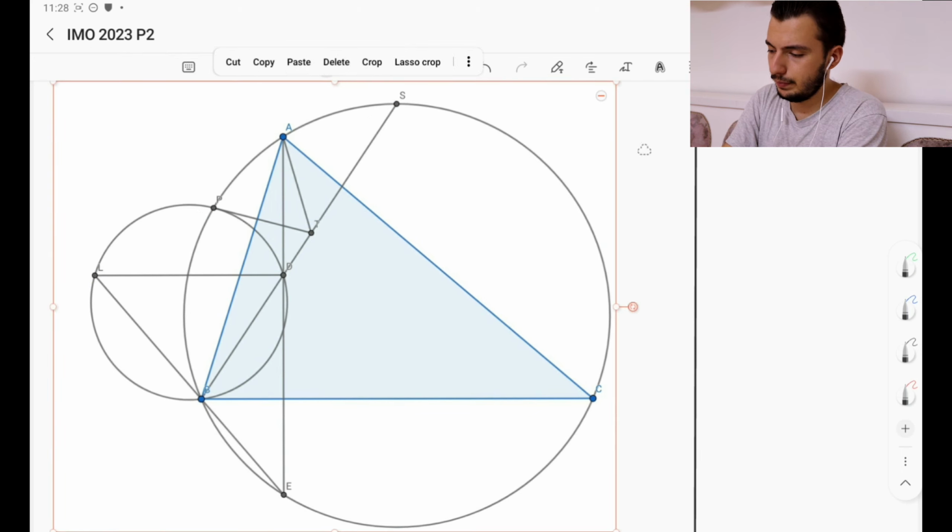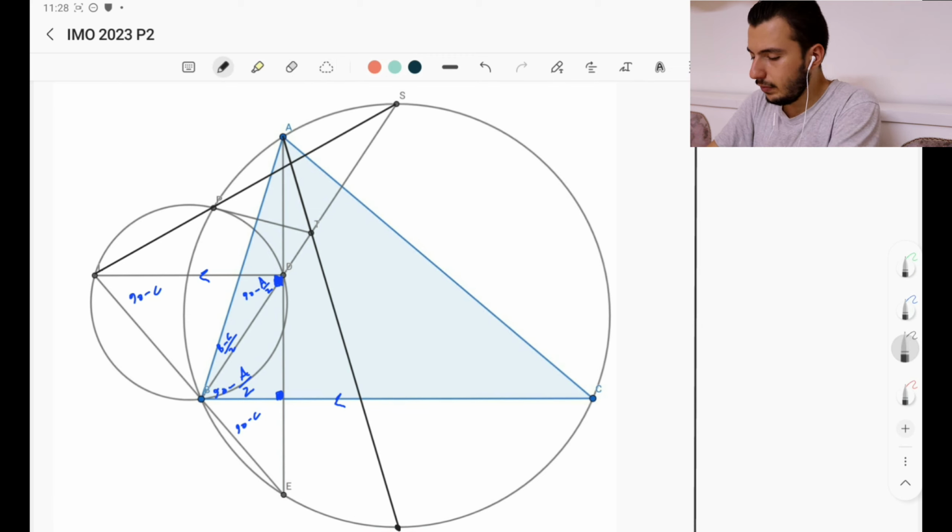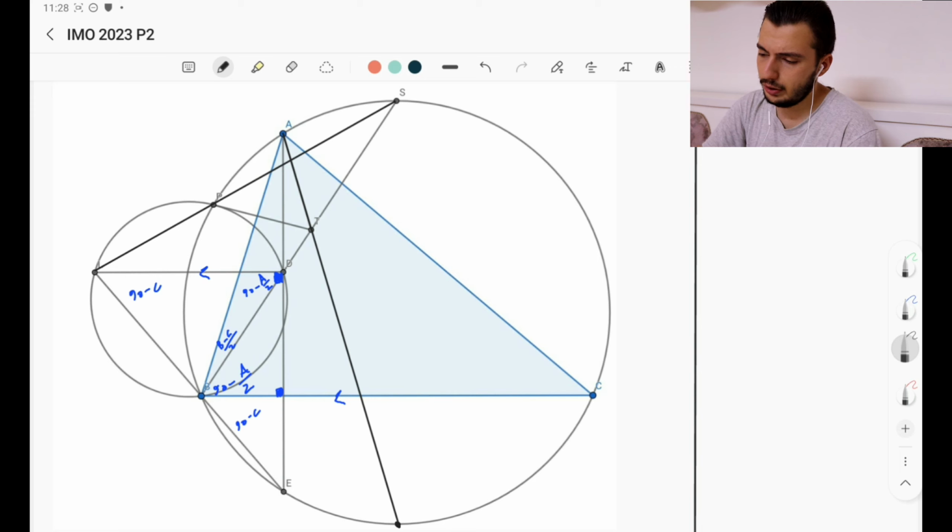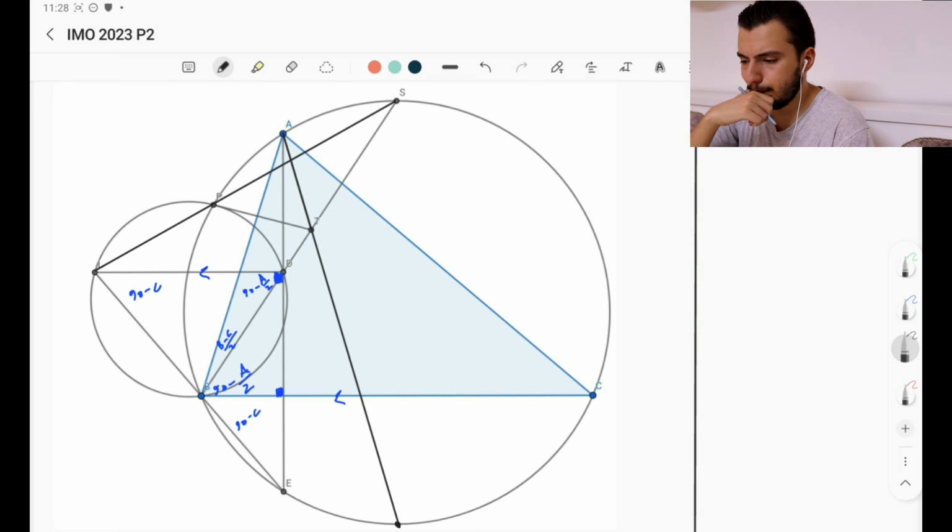All right. So how can you show that they are collinear? We have guessed that on the diagram. Now we need to prove it. So what can we do to prove that this is collinear? Let's see. What can we do, some angle tracing maybe?